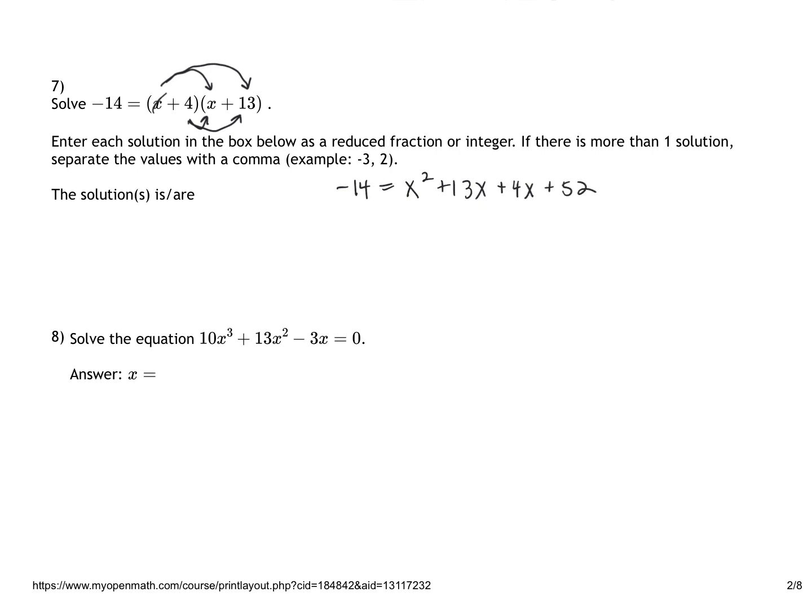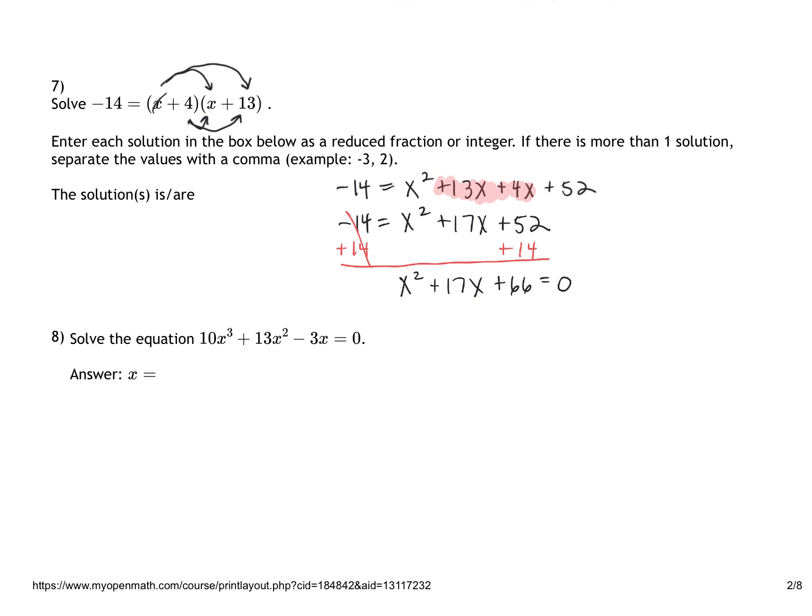We see that we have an x squared, so it is a quadratic. So we need to move everything to the same side and set it equal to 0. First, I'm going to add up my like terms. So I'm going to have negative 14 equals x squared plus 17x plus 52. I'm going to add 14 to both sides to get a 0 on the left. So I have x squared plus 17x plus 66 equals 0.